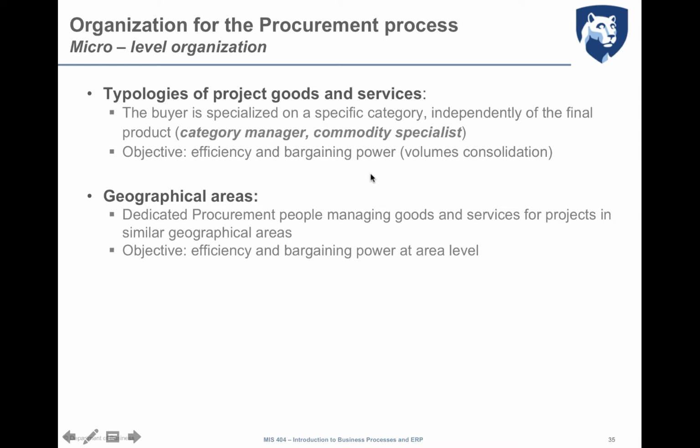Or I can group them per geographical area. So you can have a procurement department which has the office of Europe, the office of North America, and the office of South America. This means that these offices will group people who will buy goods and services for projects and for sites within the same geographical areas. In this way, I gain efficiency because I group volume and requests for each area, and I gain power with the supplier at area level.